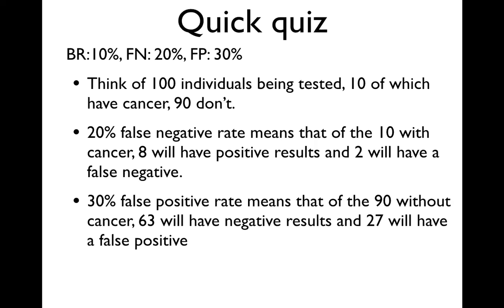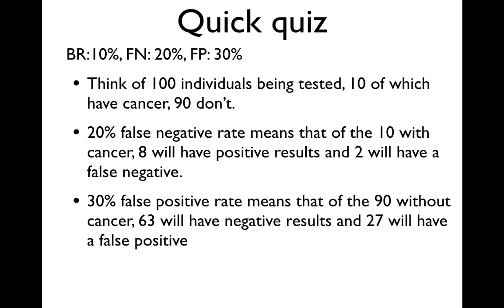And of the 30%, the 30% false positive rate means that of the 90 without cancer, 63 will have negative results and 27 will have a false positive. So this gives us the numbers of all the different groups: people who have a positive and accurately get a positive, people that have a positive but are actually, sorry, go ahead.